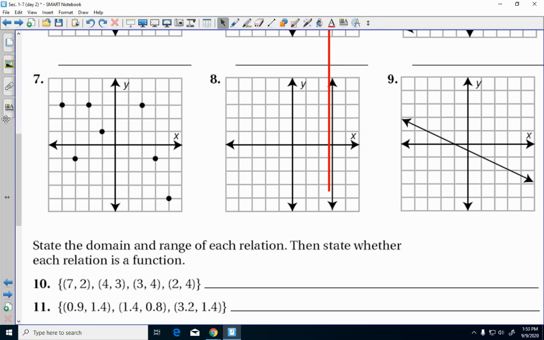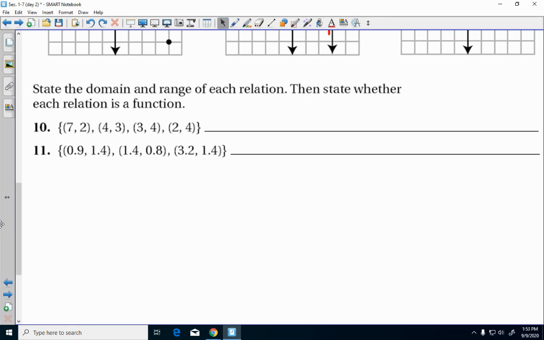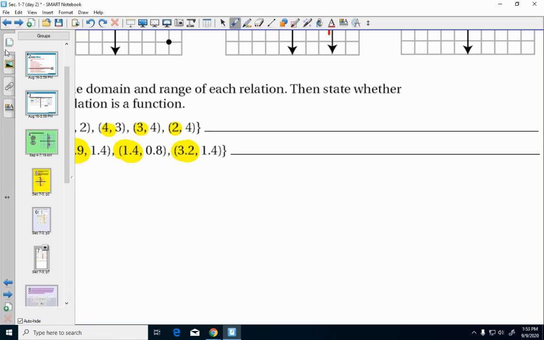Okay, so what if we take it all the way and it's just back to basically a relation? Is the relation a function in number 10? What are you focusing on? The left number, yeah, or the domain. So 7, 4, 3, and 2, none of those repeat. So you know you're good there. And how about 11? And 11 is good too, right? 0.9, 1.4, and 3.2. Don't look at all the 1.4s because you don't necessarily care about their range value. You care about their domain.